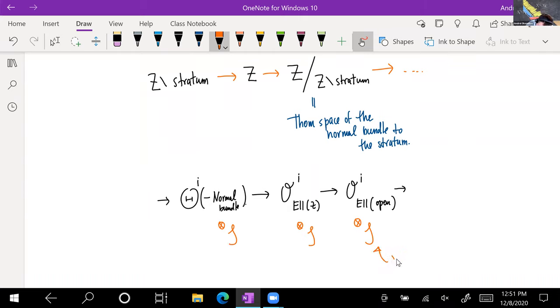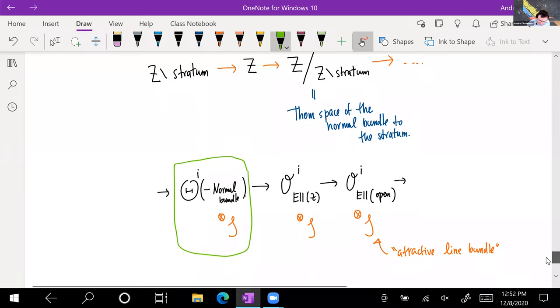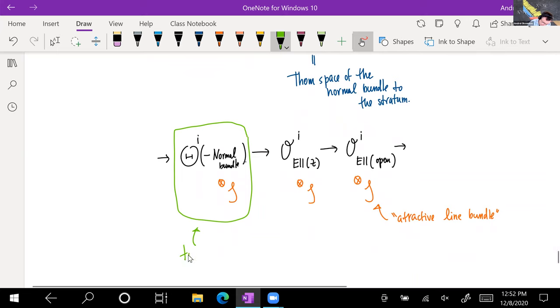We had a name for this attractive line bundle. What was attractive about this line bundle is that it had some balance on the degree. What the balance was good for is that we would like this object here to have degree zero in the directions of sigma. So sigma is some one-parameter subgroup with some fixed locus. This is the normal bundle, and everything contracts to the fixed locus of sigma.